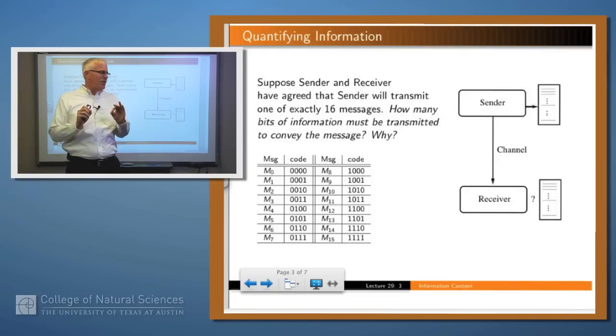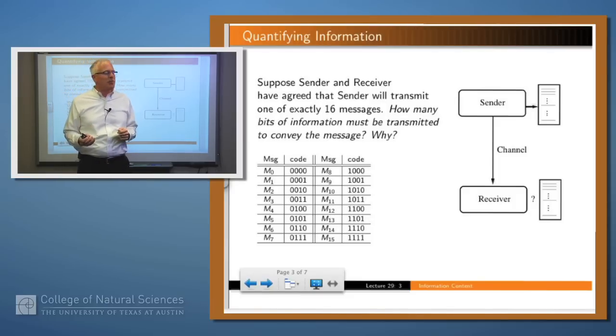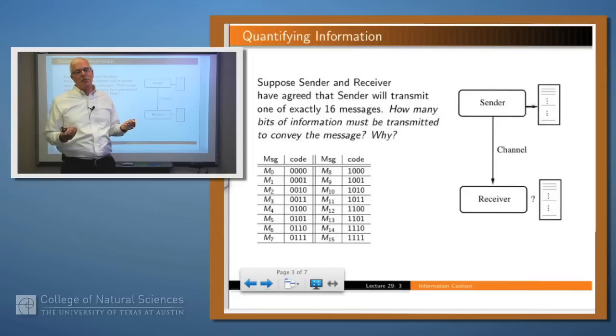Well, let's try to take a slightly different take on this. Suppose that we have our sender and our receiver with a channel between them, and the sender and the receiver have agreed that the sender is going to send one of exactly 16 possibilities. Well, okay, that's easy enough, right? We got 16 possibilities, 4 bits ought to do it. In fact, we can code each of those 16 messages explicitly as a 4-bit string, and that ought to work just fine. So we send those 4 bits of information.